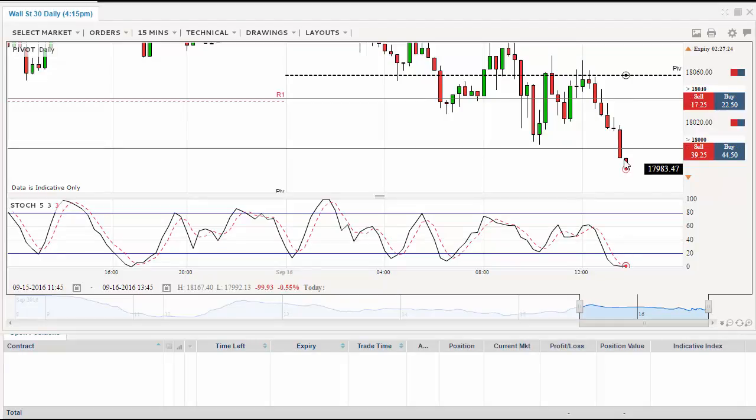Okay, as you can see, I just exited the trade, and I did because we're so overextended on the stochastics, and I've made right at 100% on this one trade. So I just went ahead and took profits, and it's about 2.5 hours before the market ends.